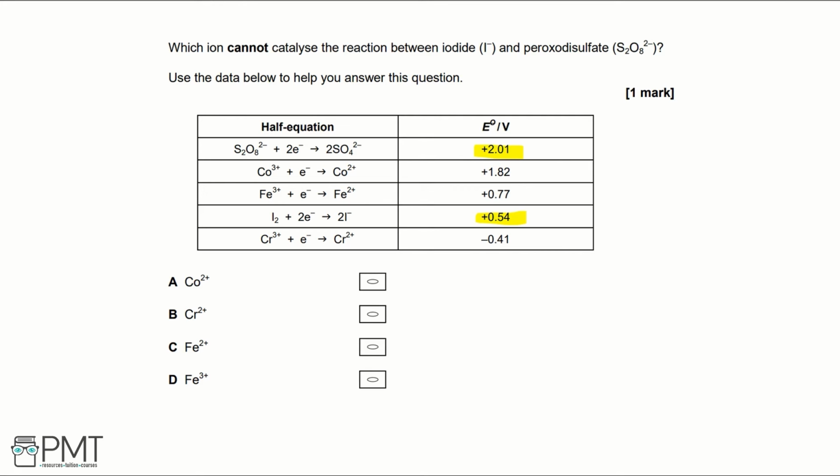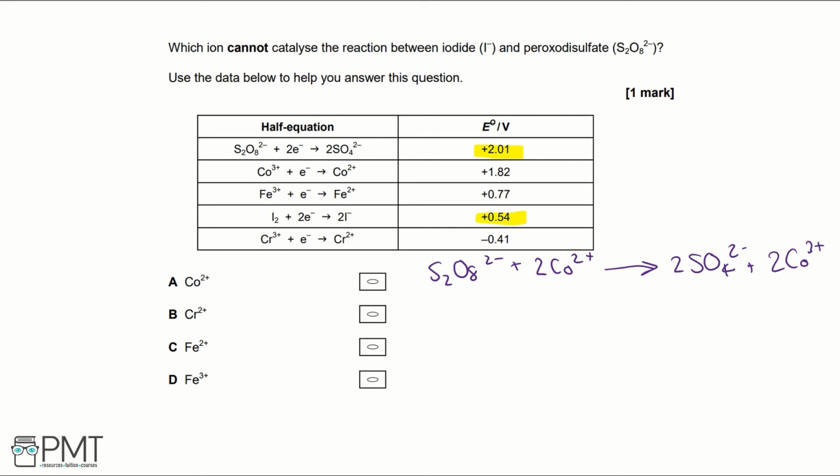So if we start with cobalt 2+, well, that's going to give us the first equation of S2O8 2- plus 2Co2+, and it will produce 2SO4 2- plus 2Co3+. And that's because the reaction with peroxydisulfate is a lot more positive than cobalt's cell potential. So that's why the cobalt equation, or half equation, is flipped.